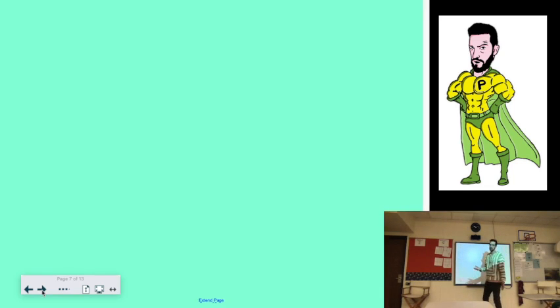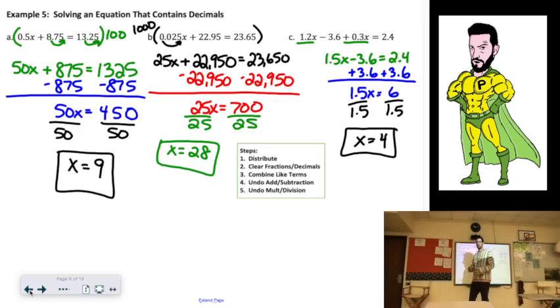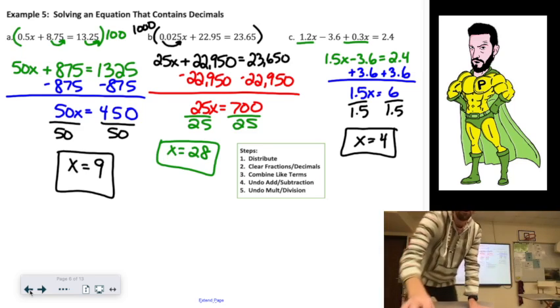I do highly recommend it with the fractions though. So that is the end of these notes. Oh yeah.